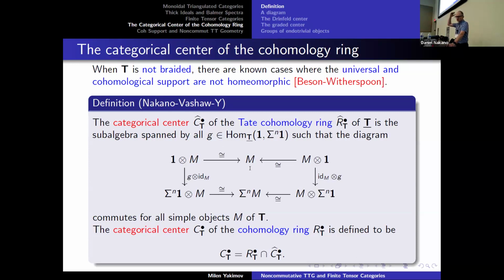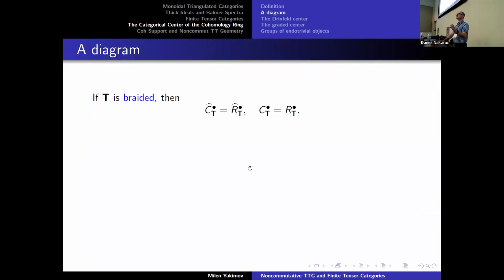So this was on the Tate level, and then you can go down to the non-Tate level simply by looking at the case when n is greater than or equal to 0. Perfect. So first, if T is symmetric or more generally braided, you don't change anything. So good news, we didn't kill our cohomology ring, or make it smaller, in situations where we should not make it smaller. In the situations where it should stay the same, it stays the same.